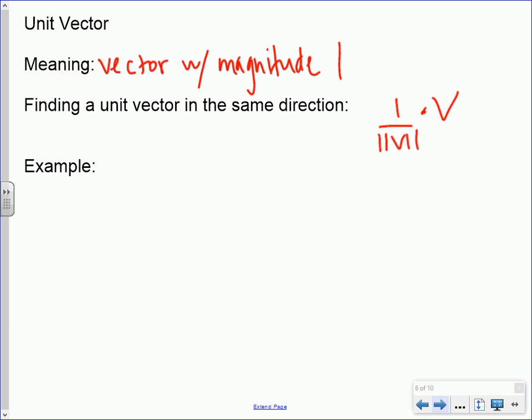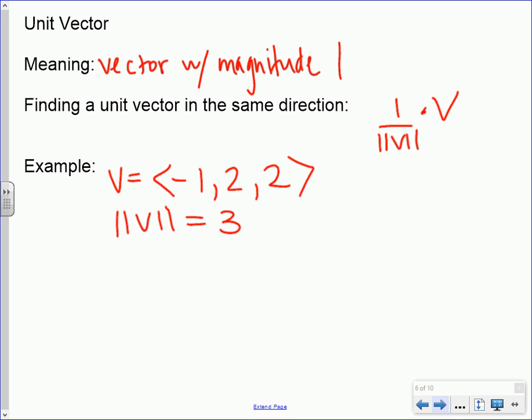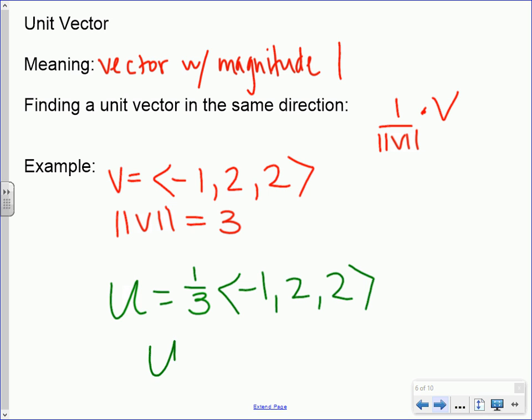All right? So if our vector is -1, 2, 2. Layton, we already found the magnitude of this vector. What was it? Okay, the magnitude of this vector was 3. So if we want the unit vector, I'm going to call it u, then we would take 1/3 and multiply it to our vector. So our unit vector in the same direction is this.